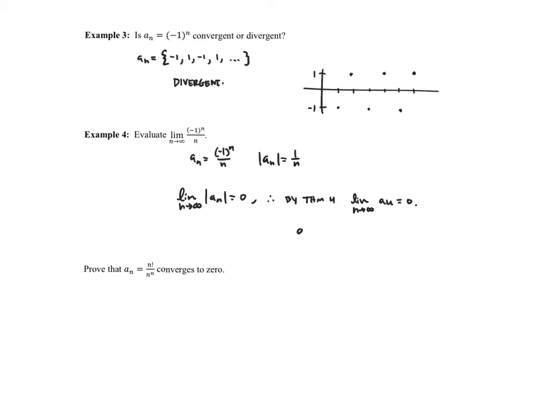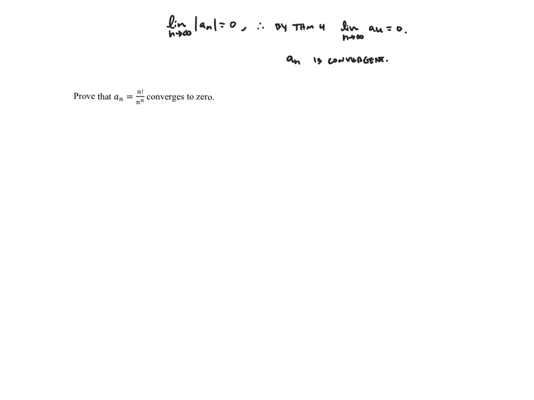So this sequence a sub n is convergent, or converges to 0. Above in example 3, I should have said a sub n is divergent, excuse me. Let's look at proving that a sub n, which equals n factorial over n to the nth, converges to 0.